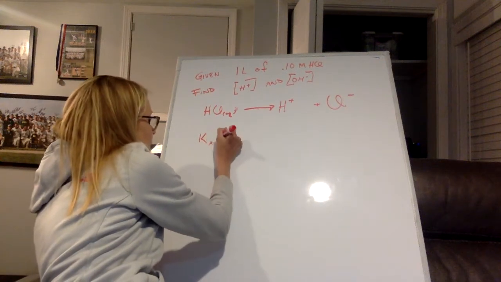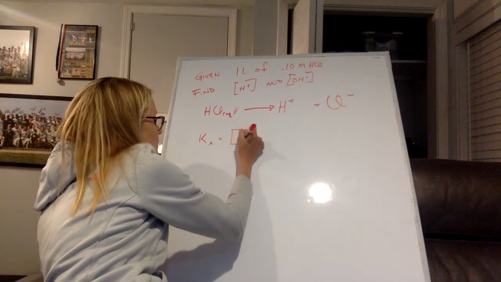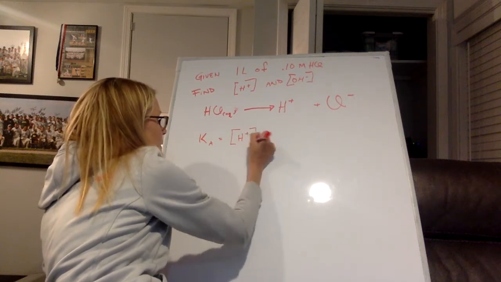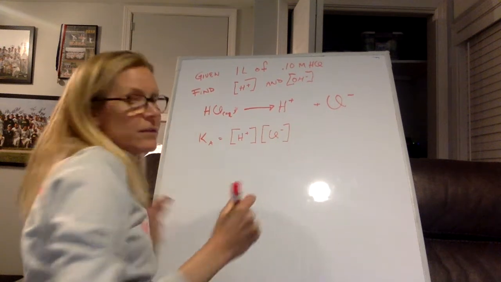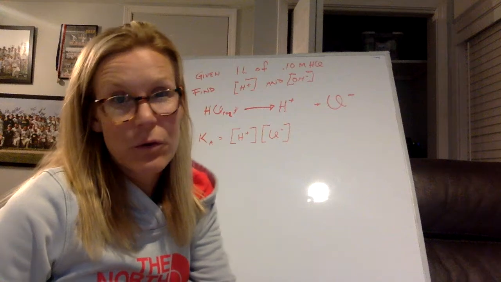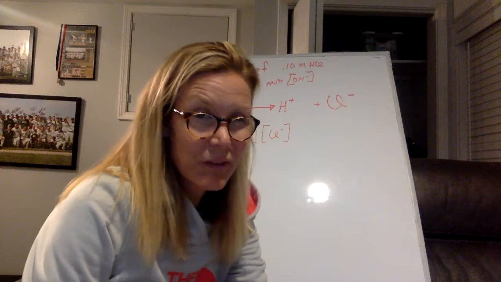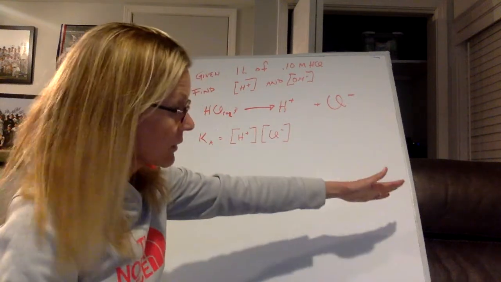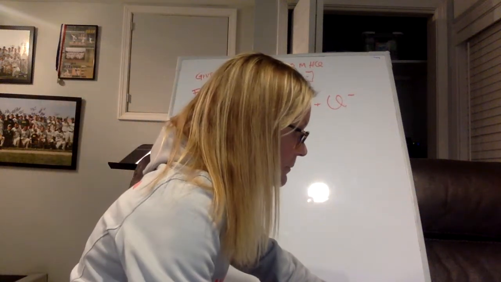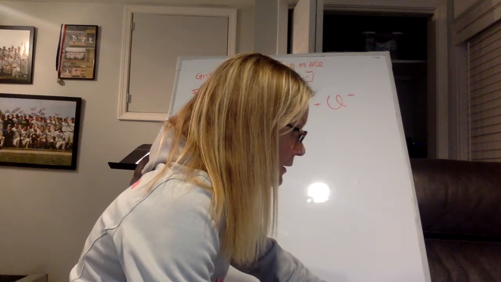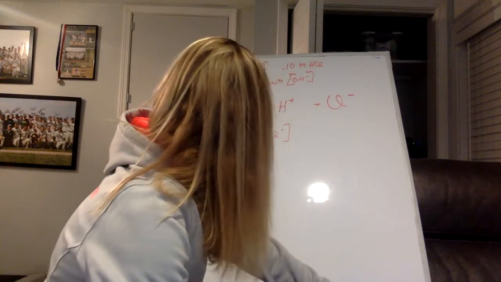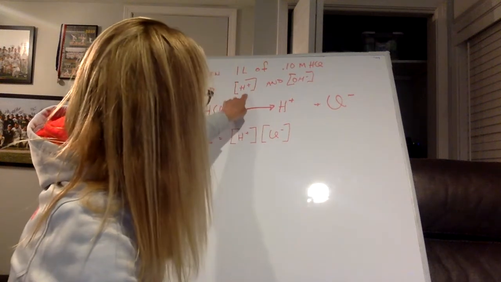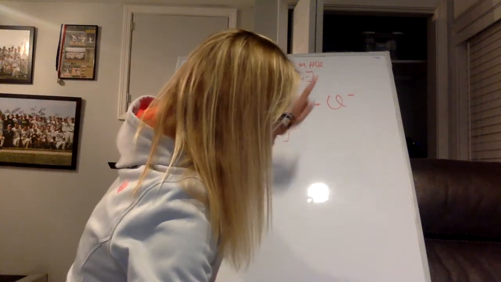So my Ka is the concentration of H plus times the concentration of Cl minus, raised to the power of the coefficient. No coefficients. So because it fully ionizes, there's no denominator. It's all going this way. Okay, step number 4. I need to find this, and I need to find this.